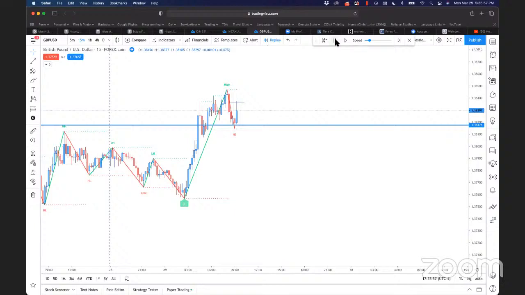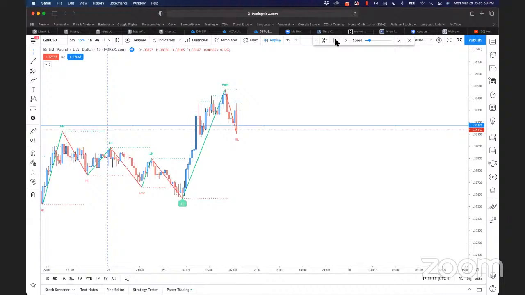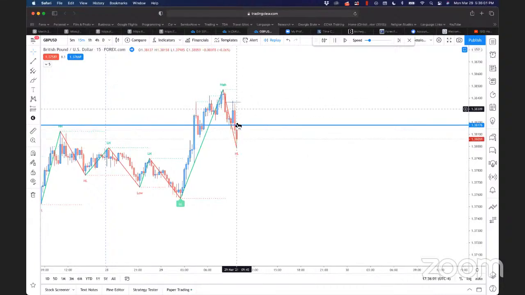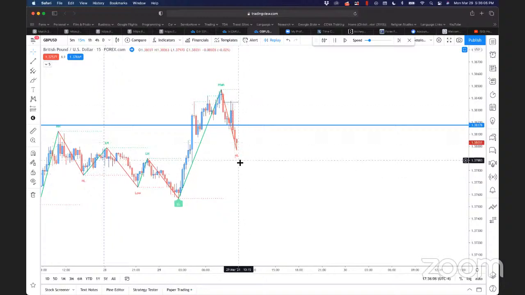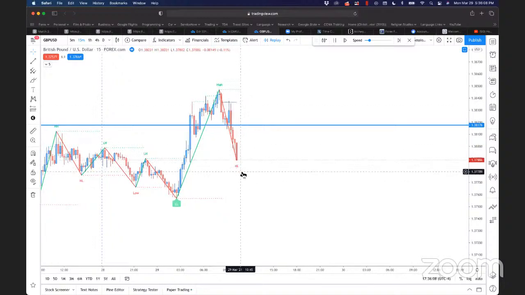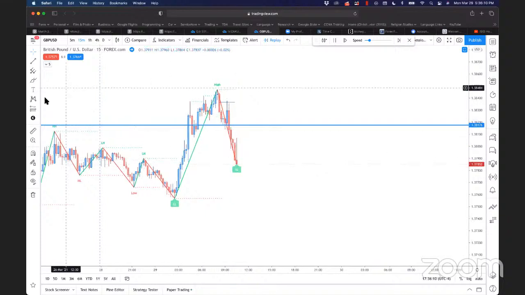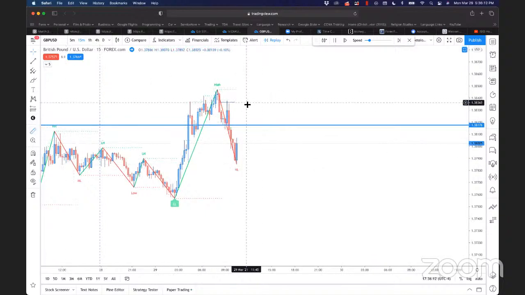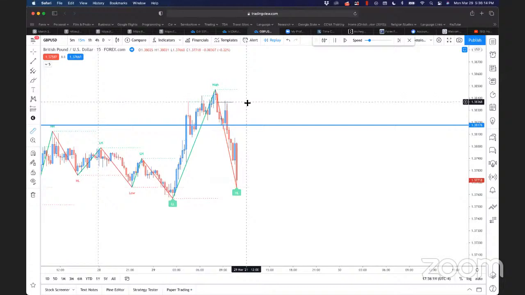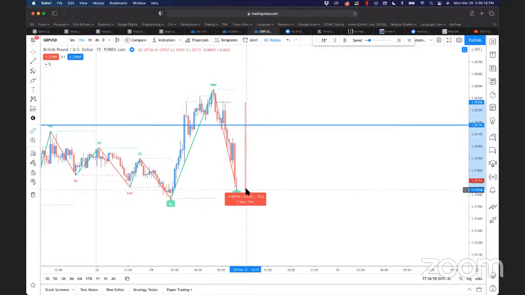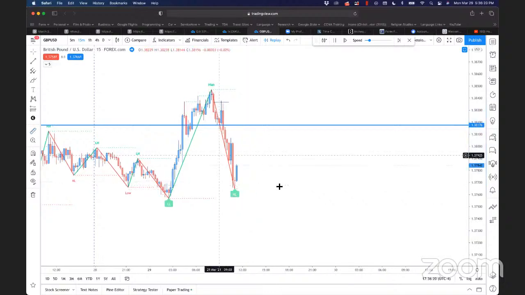If we let it replay, I would have got my entry, I would have got my rejection, and I would have got my sell-off. Even if it goes the wrong way, I still would have bagged a decent amount of pips from here. This would have been about 70 pips right here.